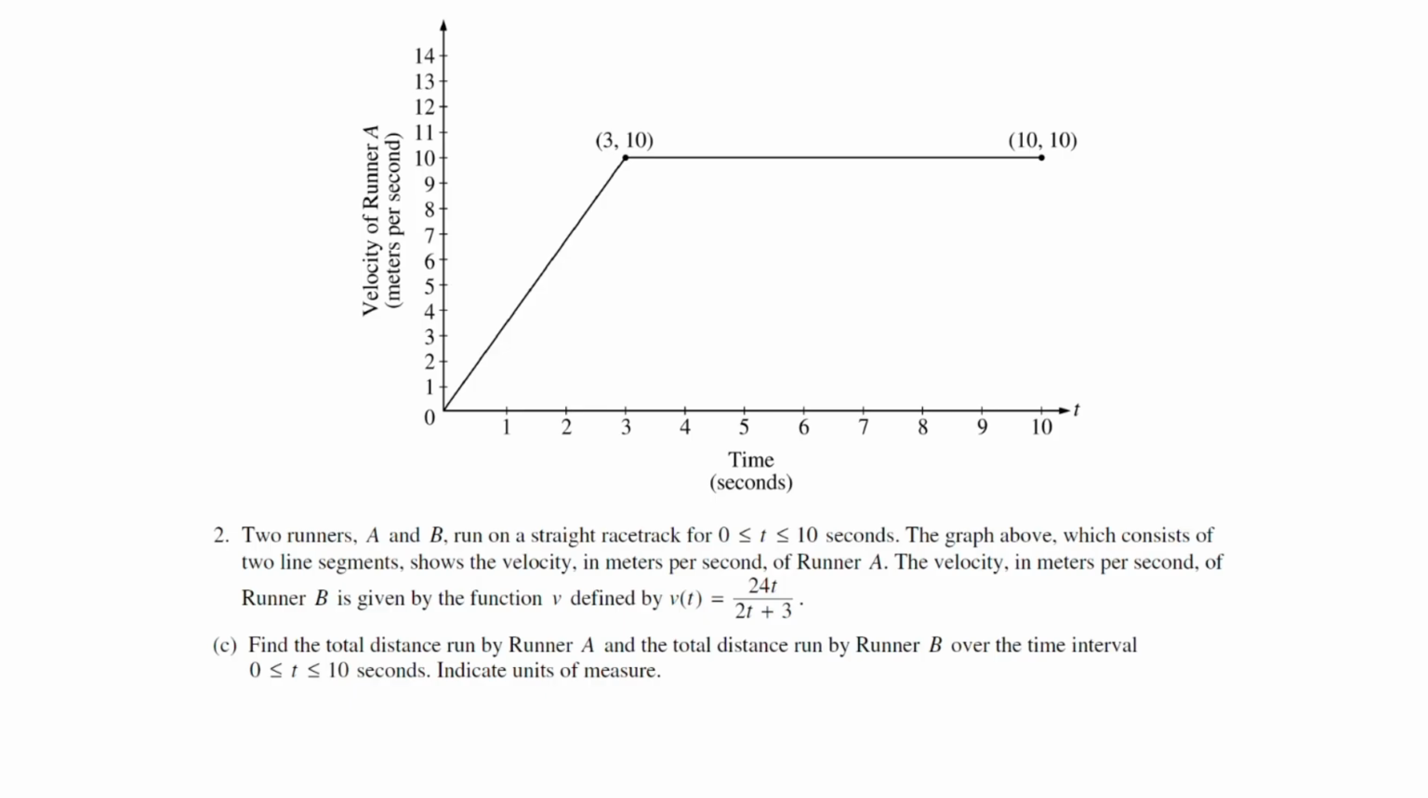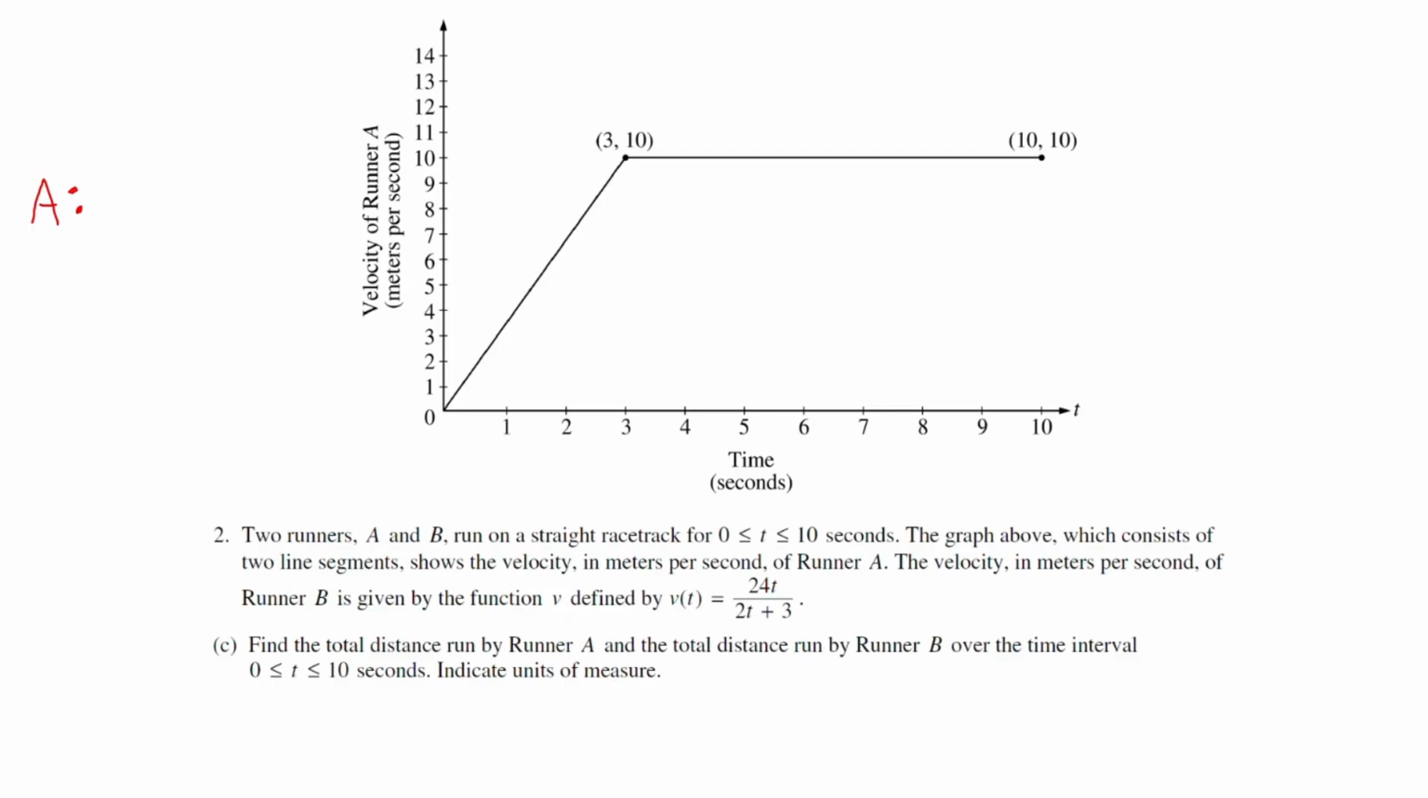In part C, which is the last part of our question here, it wants us to know the total distance run by A and B in those 10 seconds. Well, since the first runner's velocity is always positive, we know that his total distance traveled is just the area underneath this curve, right? So for runner A, I'll do this up here.